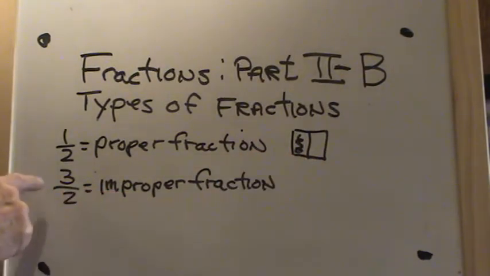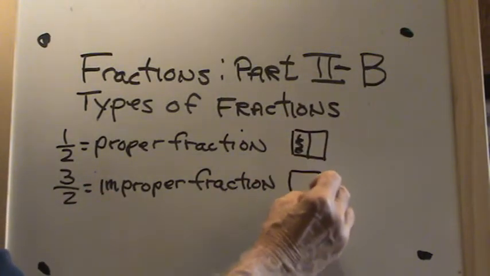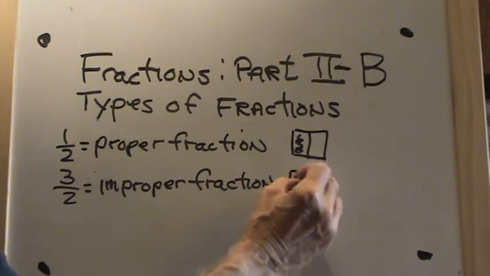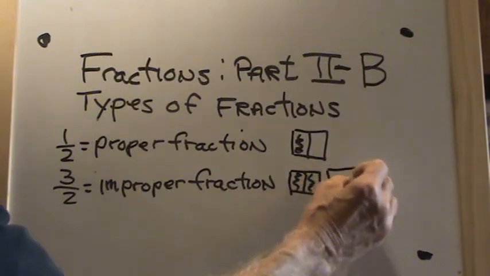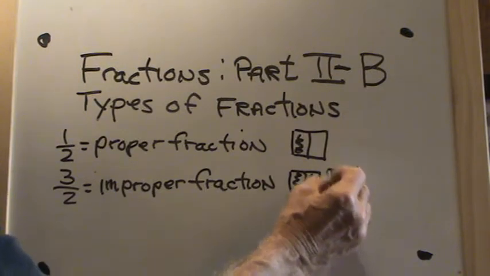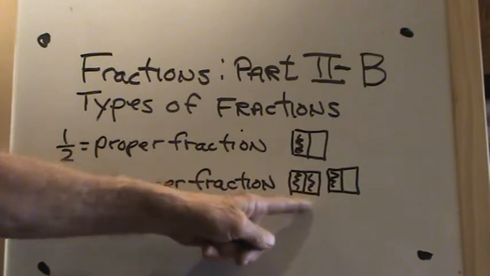Now we have an improper fraction. The top is bigger. The numerator is bigger than the denominator. 2 pieces in the whole, but we need 3. So if we were to draw that, there are 2 pieces in the whole, so that's 1/2 and 1/2, but we need 3 halves, so we have to draw another one. And an improper fraction is always greater than 1 whole.